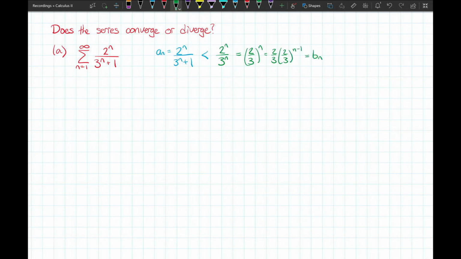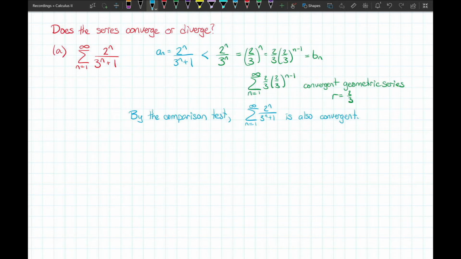Now, if I construct a series with that as its expression for each term, we'll have a geometric series. The geometric series, 2/3 times (2/3) to the n minus 1 from n equals 1 to infinity, is convergent because r, our common ratio, has an absolute value that is less than 1. Our r in this case is 2/3. And by the comparison test, the nth term in my series, a_n, is less than the nth term in the convergent geometric series, so I must also have a convergent series.